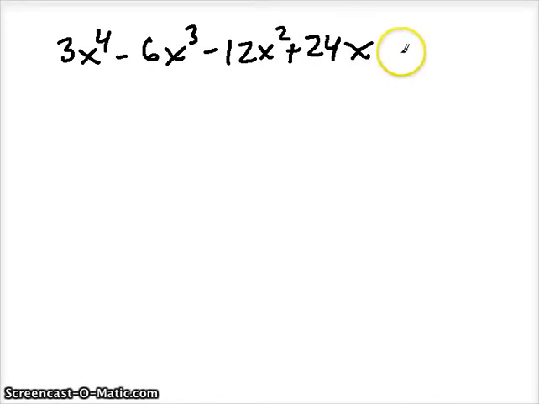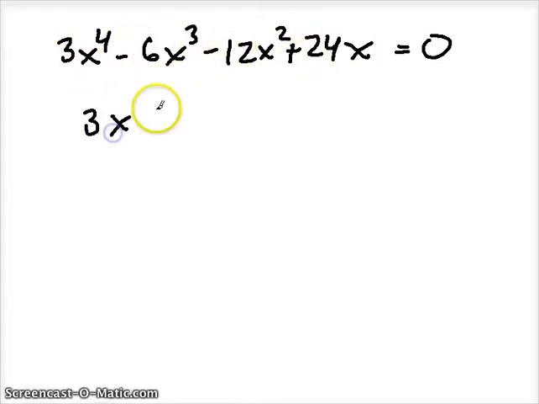Here's another function. If we could factor this and set it equal to 0, we could describe the values of the zeros, or the x-intercepts. Is there something that each of these terms have that we could take out, a greatest common factor here?